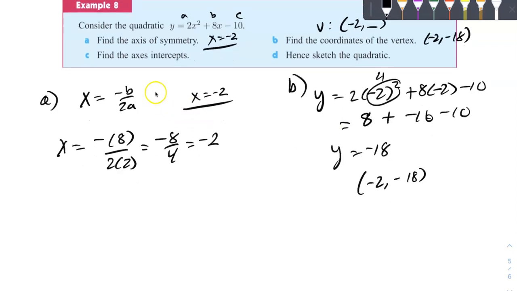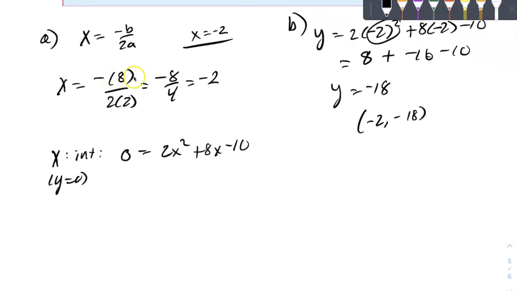Find the axis intercepts. Oh, they want to find the x and y intercepts. Okay, x-intercepts first, so I start writing x-intercepts. Remember, the way you do this is that y equals 0. So we're going to get 0 equals 2x squared plus 8x minus 10. That kind of sucks, so we have to factor this, or use the quadratic formula if you want. Feel free to use the quadratic formula. It is also in your formula sheet.